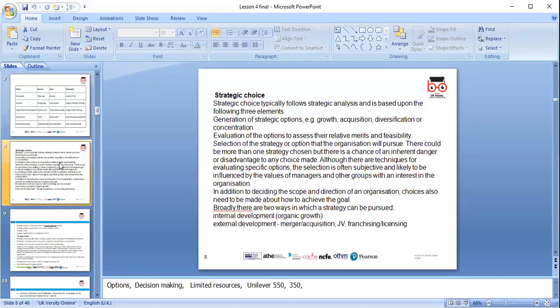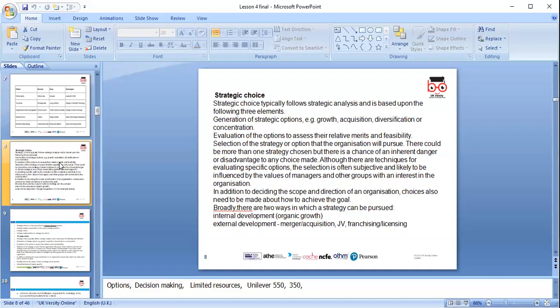So when we look at strategic choices, they typically follow the strategic analysis, which means long term. We look at the generation of strategic options: growth, where we grow further, or we acquire another company, or we diversify our business, not putting all eggs in one basket. So maybe construction industry, oil industry, various industries, wherever you have money. And concentration, then evaluation of the options to assess relative merits and feasibility.